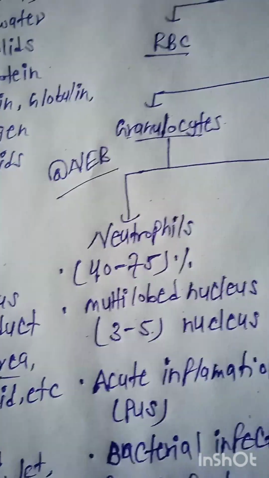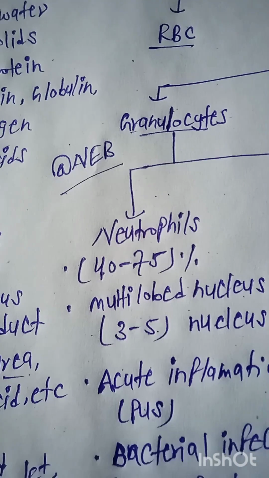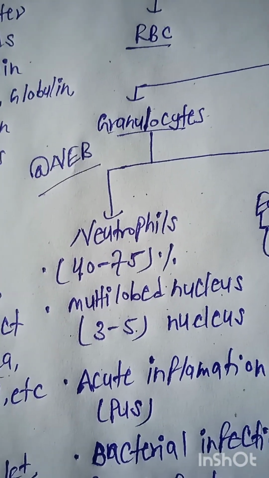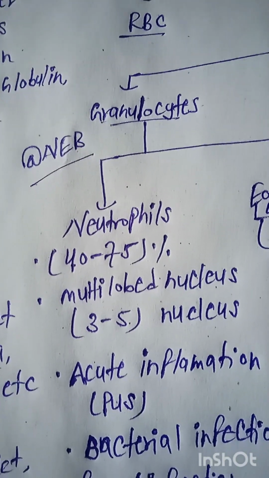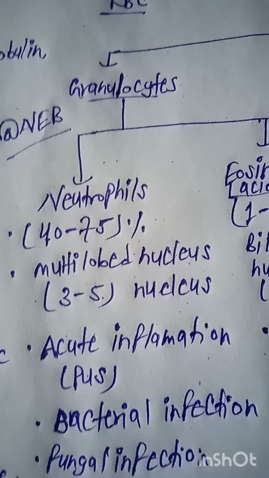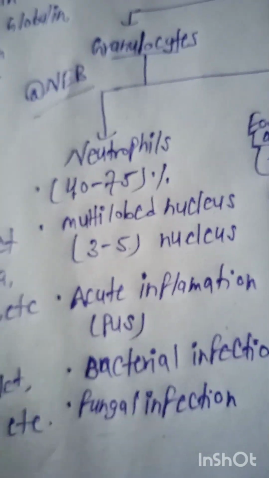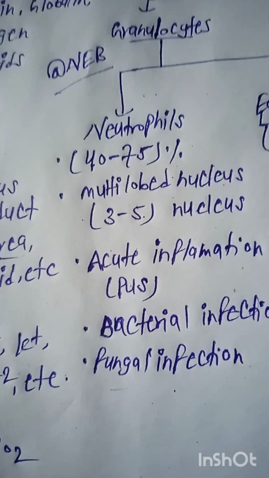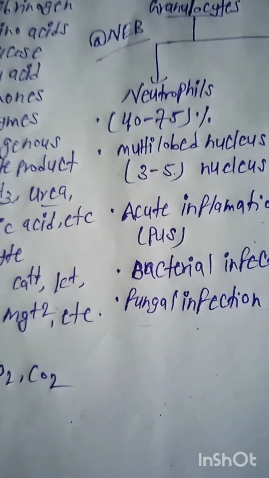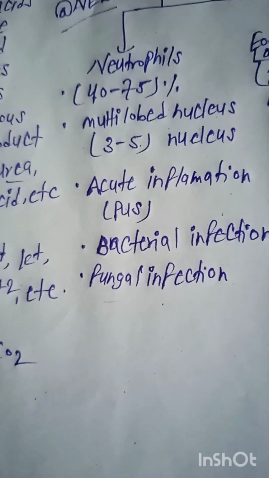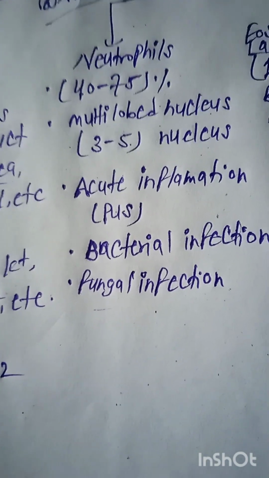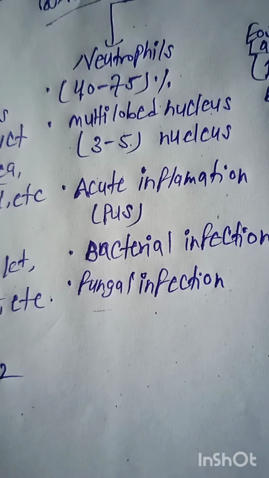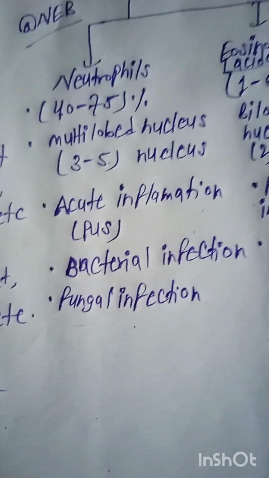We can remember them by the mnemonic NEB: neutrophils, which make up 40 to 45%, have a multi-lobed nucleus. There are 3 to 5 nuclear lobes. Neutrophils can be increased in acute inflammation, which produces pus, and they also increase in bacterial infection and fungal infection.